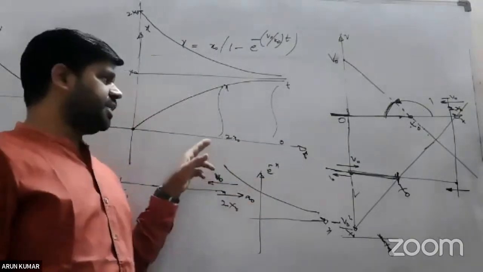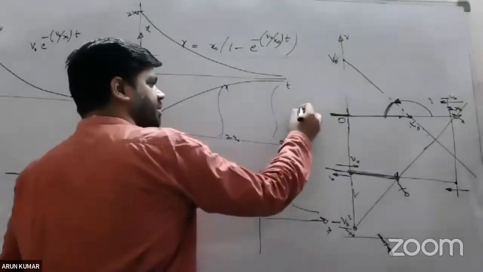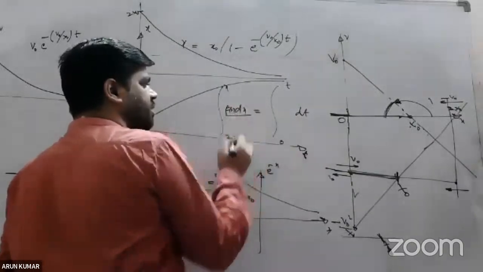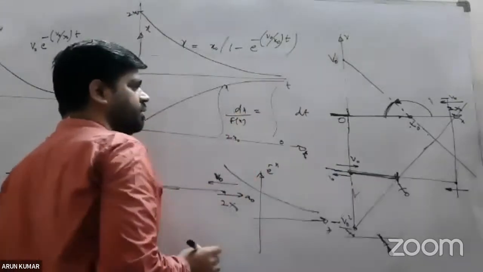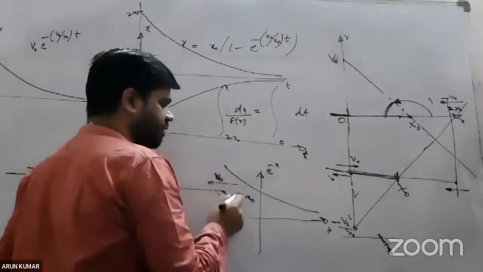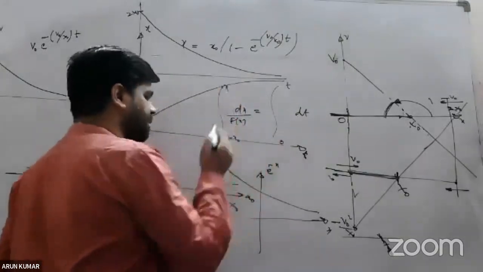Alright, that's why I told you, take care of how you mention the limits, how you read the limits. I integrate, this is dt, this is dx, f of x dx, or dx by f of x. When t equal to 0, initial position is x equal to 2x naught, because my projectile is a particle starting at 2x naught. At t equal to t, position is some x.